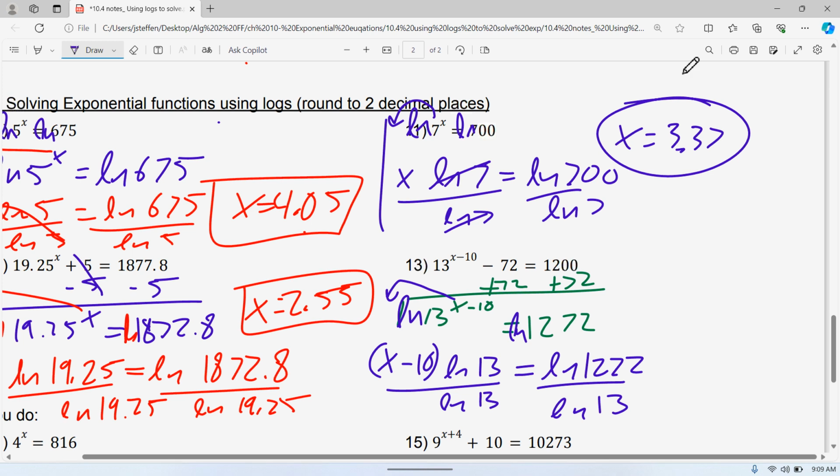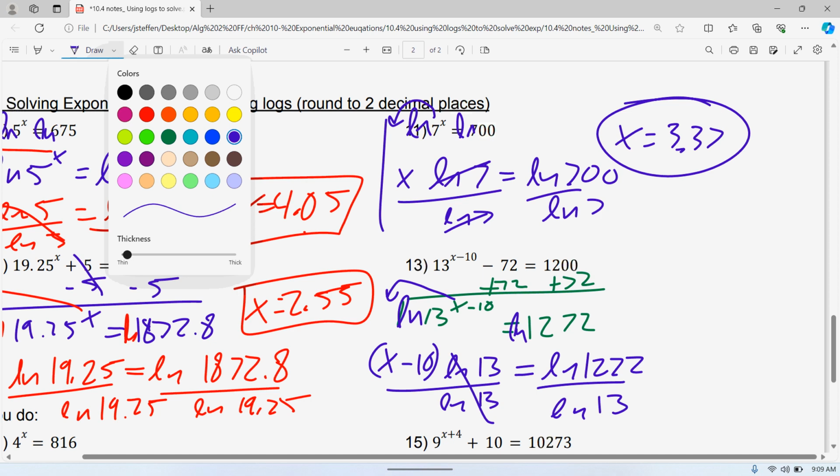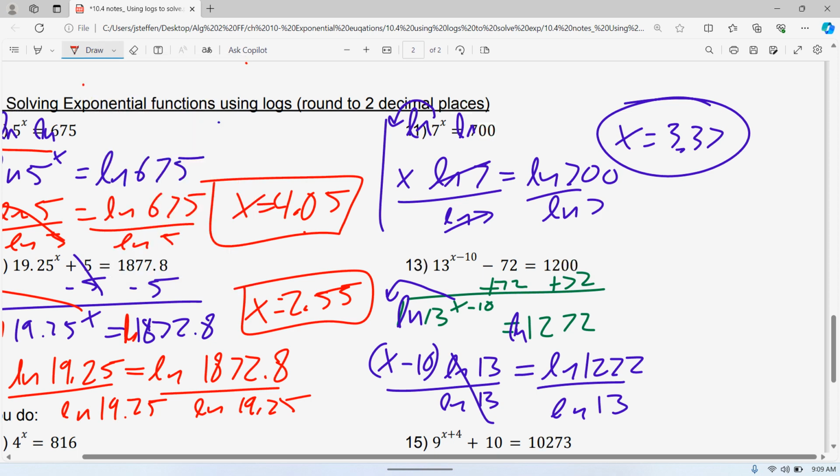Now, if you want to, at this step right here, if you want to find what the decimal is because you don't like that being super messy, that's totally fine. I don't prefer to do that just because of years of training to not round. But if you want to go ahead and find the decimal, you can. But this ends up being x minus 10 is equal to natural log of 1272 over natural log of 13. Then last but not least, all I do is add 10 to both of those.